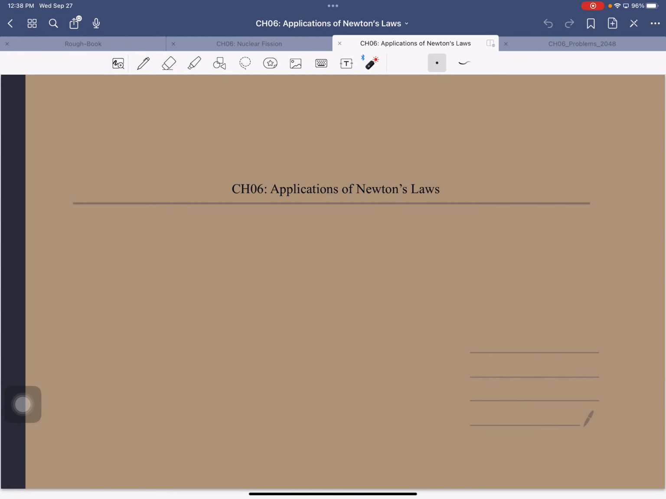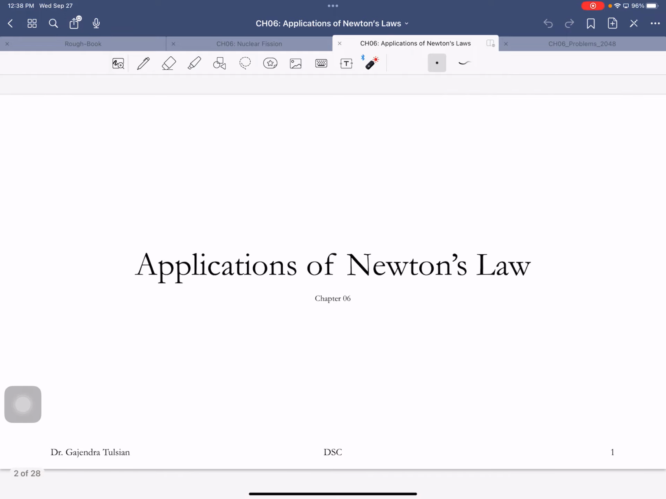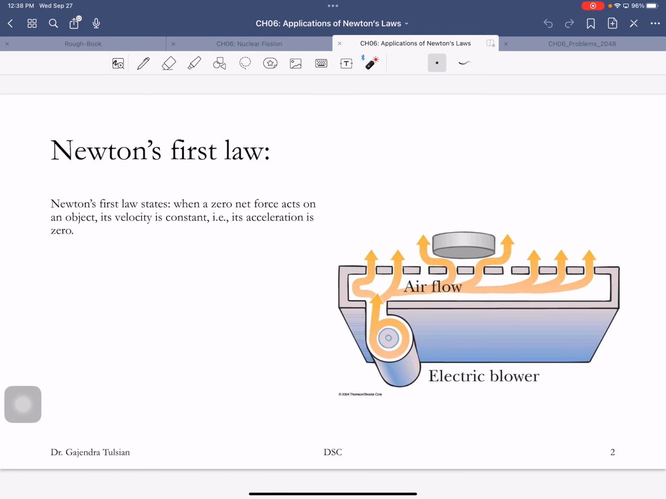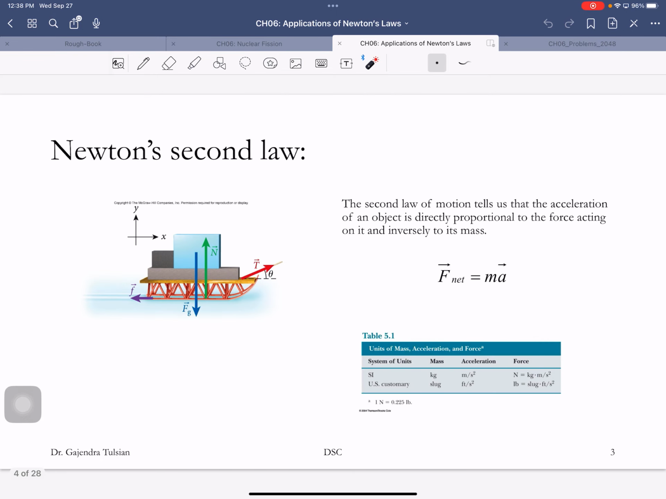All right. So in this chapter, we'll talk about applications of Newton's laws. You studied the three Newton's laws in the previous chapter, and we'll apply those three laws to various situations. Let me start off by reviewing the three laws. I'll come back to Newton's first law in a second.